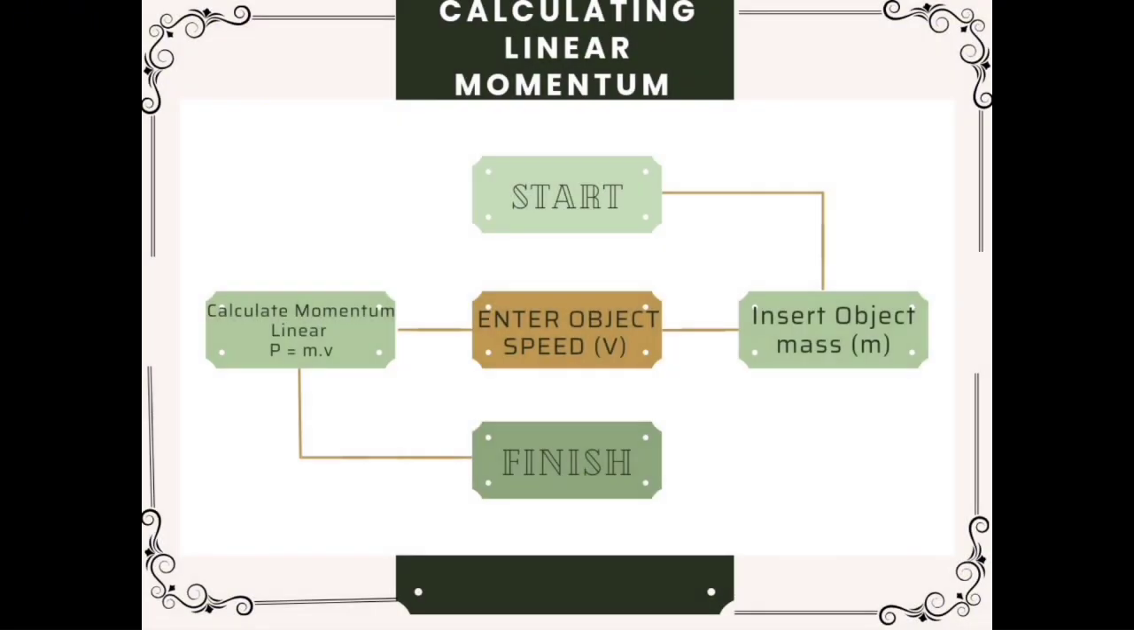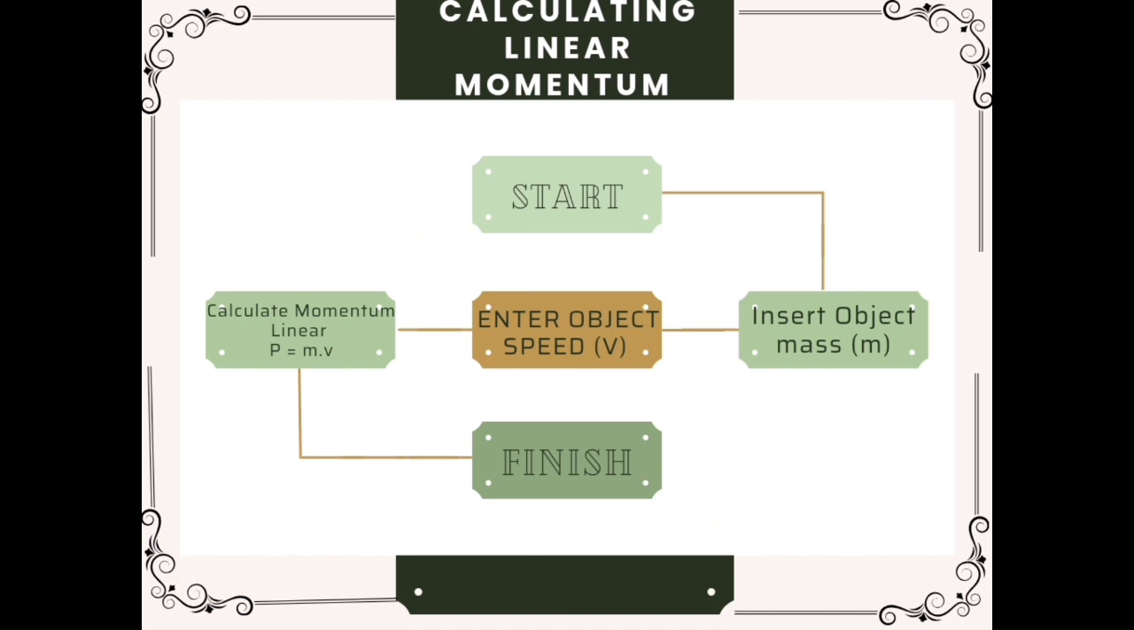The next material is about calculating linear momentum. The flowchart starts with the start step. The first step is to enter the mass of the object, or M. The mass of this object is one of the factors that will influence the linear momentum of the object. Next, the second step is to enter the object's speed, or v. The speed of an object is also an important factor in linear momentum calculations.